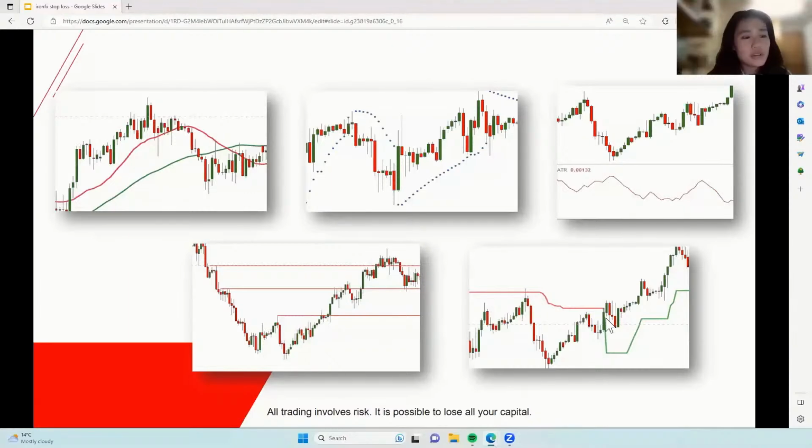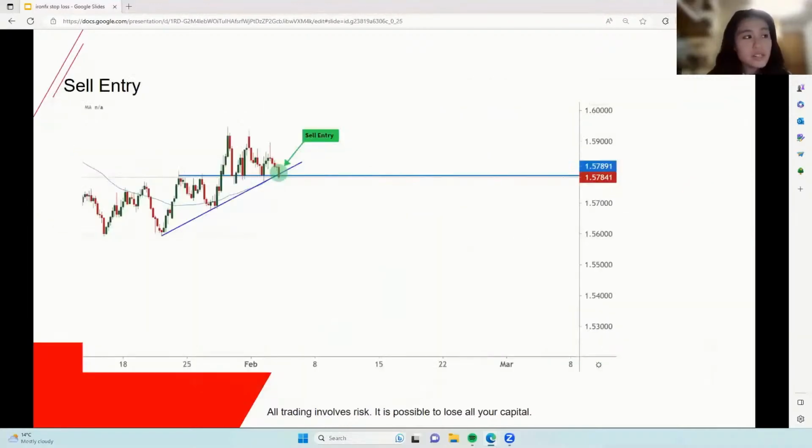Here with the ATR is parabolic SAR as well. Okay, so here is how to use them. In this case, we are using moving average as our first example.